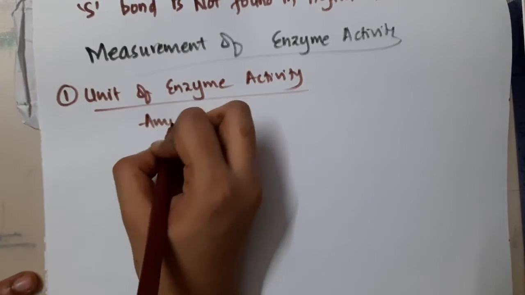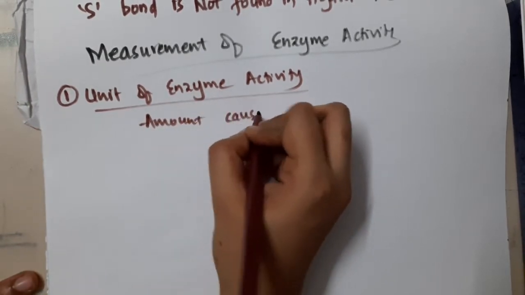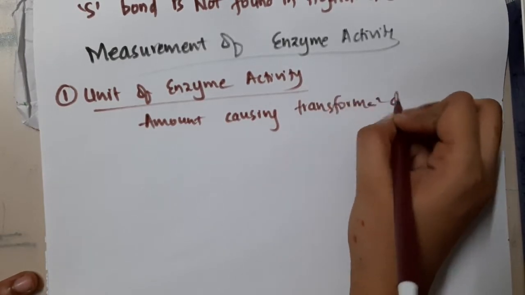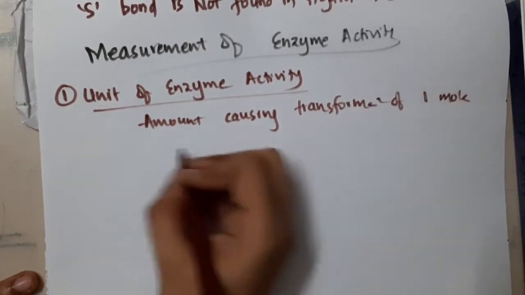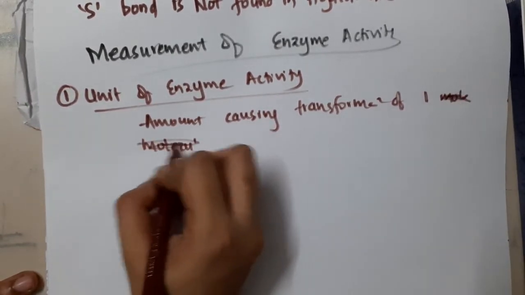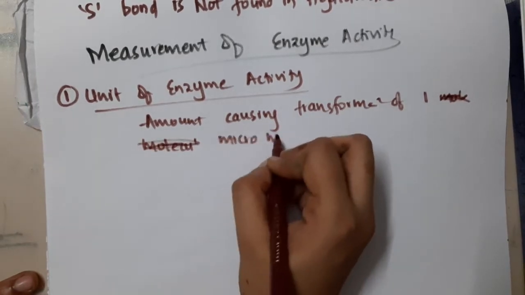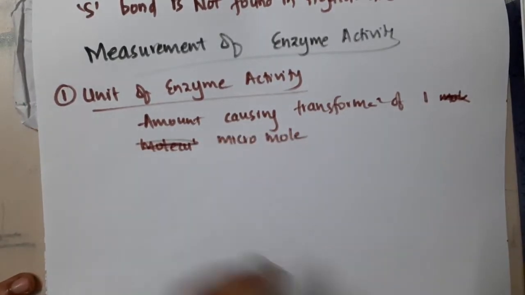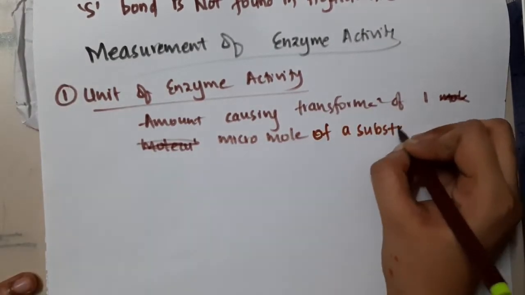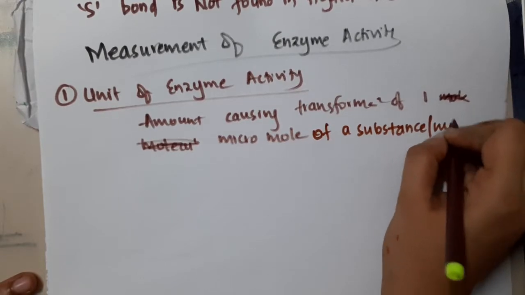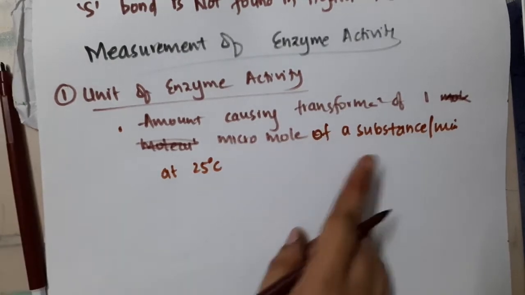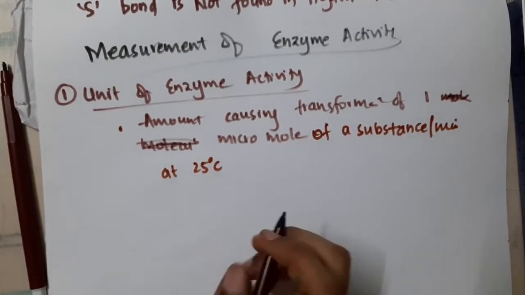It is the amount causing transformation of 1 micromole of a substance per minute at 25 degrees Celsius. So, amount causing transformation of 1 micromole of a substance per minute at 25 degrees Celsius.